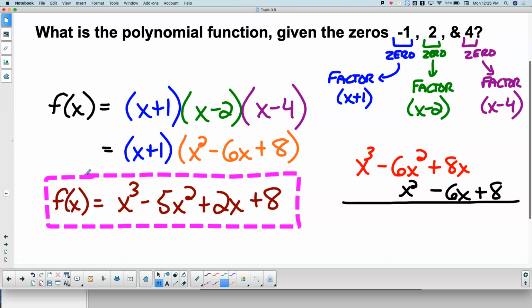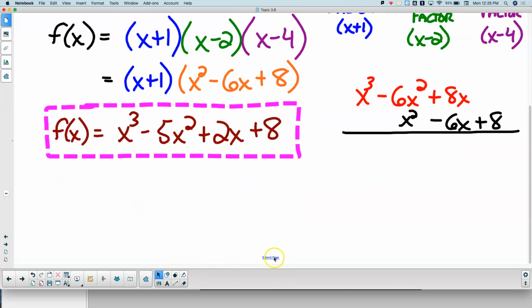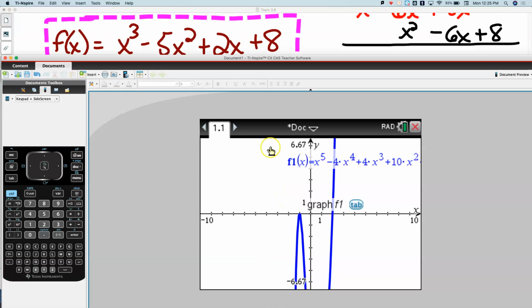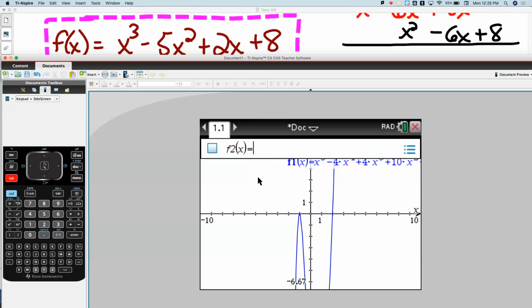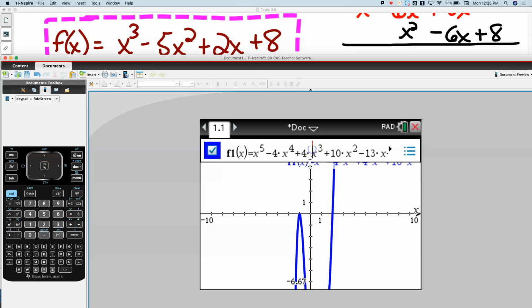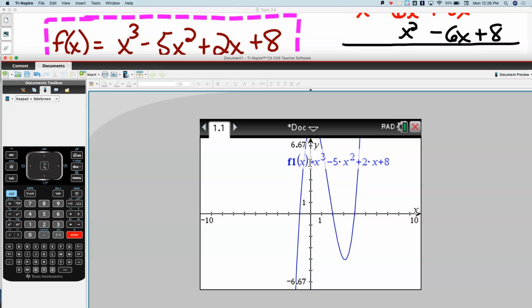Now, we can utilize our graphing utilities. And we can say x cubed minus 5x squared plus 2x plus 8. Yes? It has zeros of negative 1, positive 2, and positive 4. Wow. Okay?